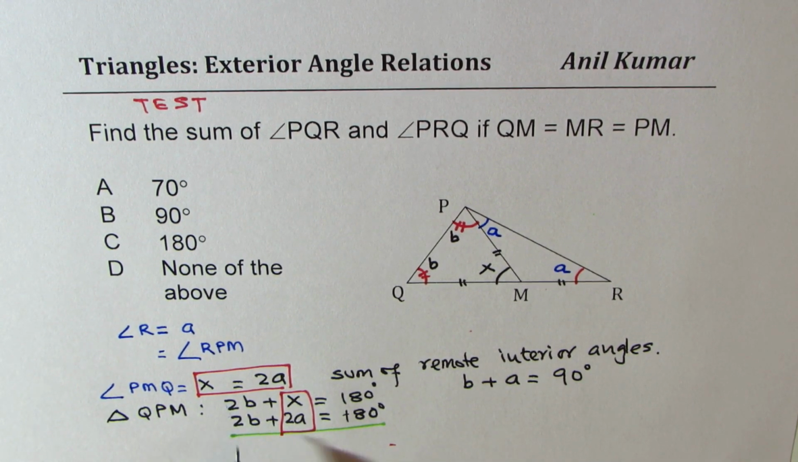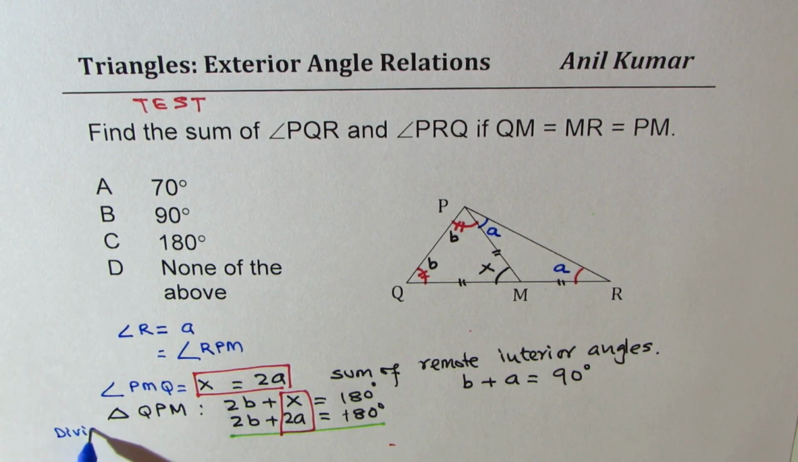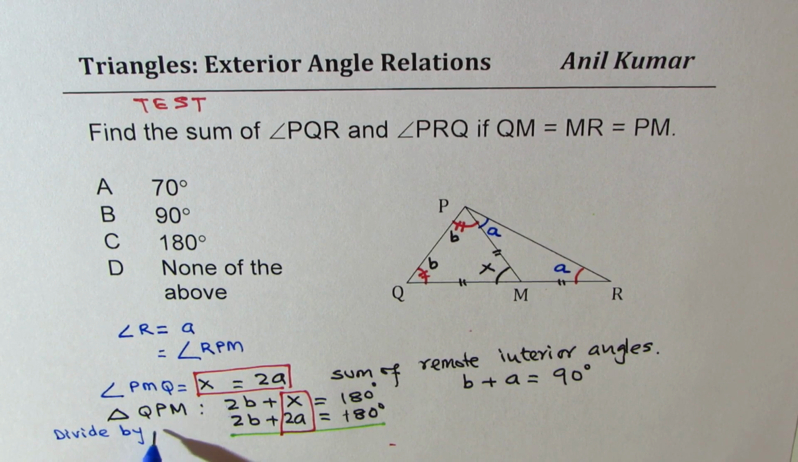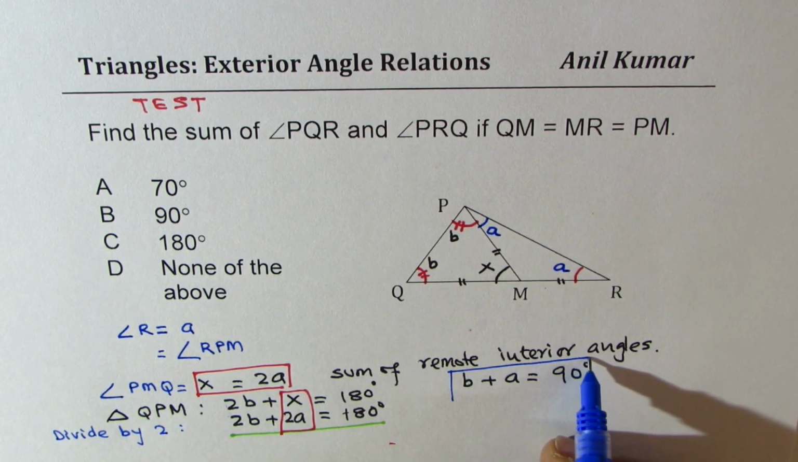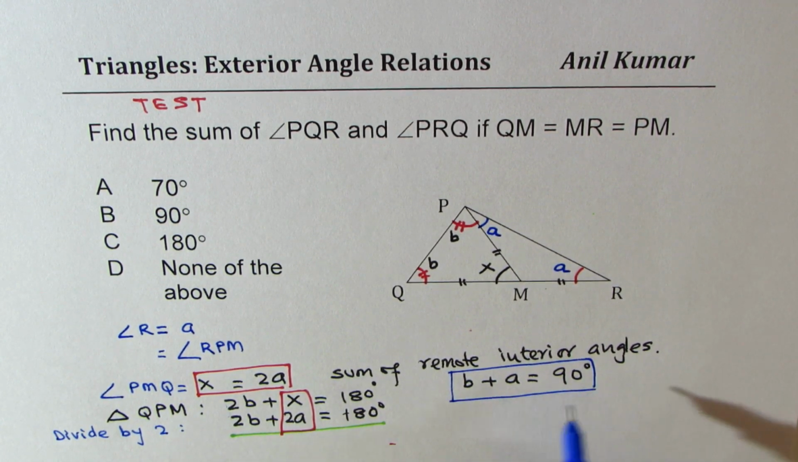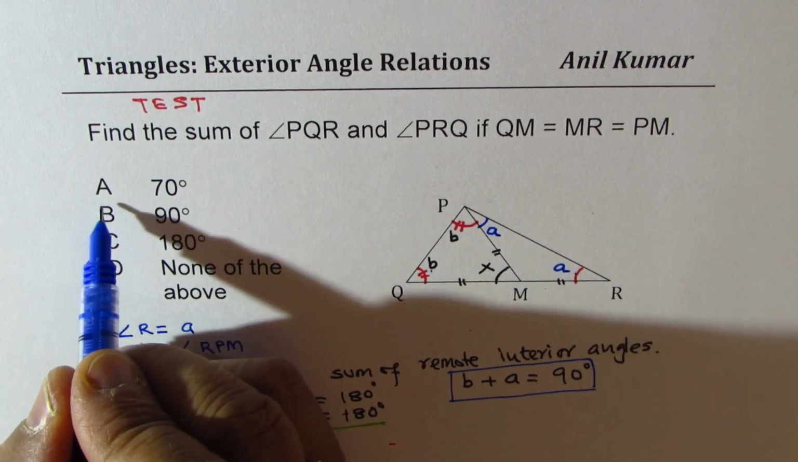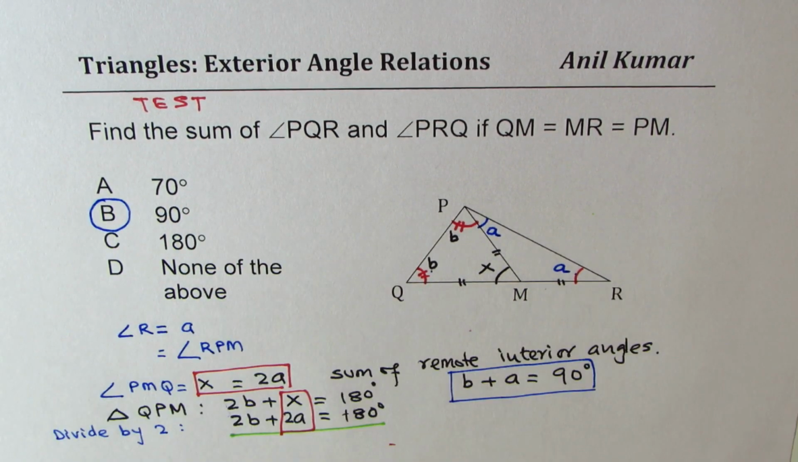So what I'm doing now is dividing by 2, right? So when you divide, that 2 cancels, this 2 cancels, 180 divided by 2 is 90 degrees. So we get our result that A plus B is 90 degrees. So the sum of these two angles is indeed 90 degrees. Does it make sense to you? Correct? So that is how you can prove it.